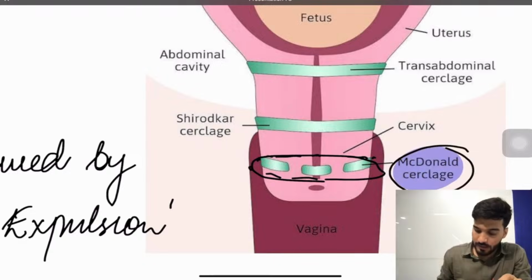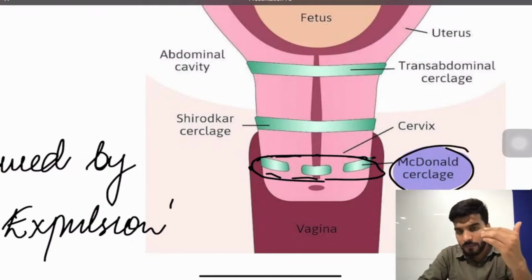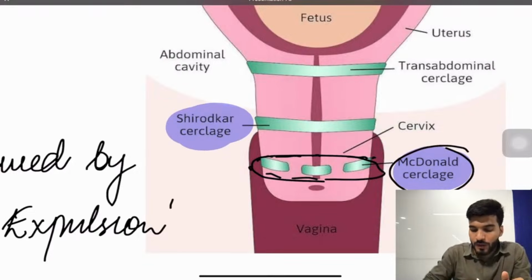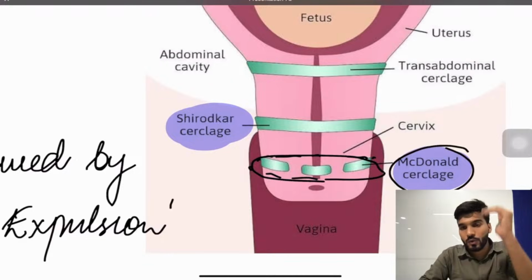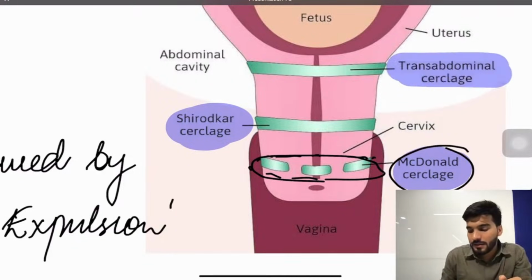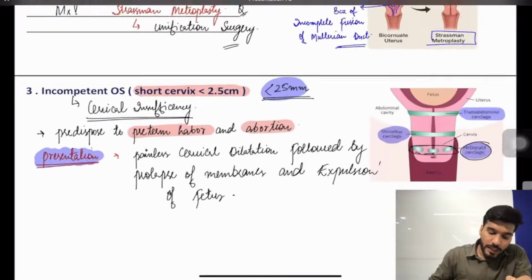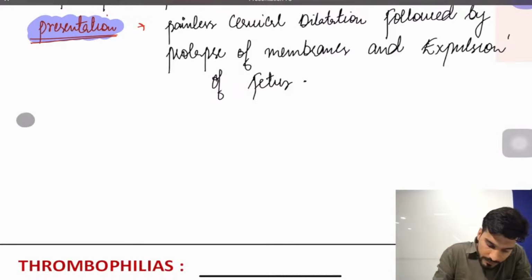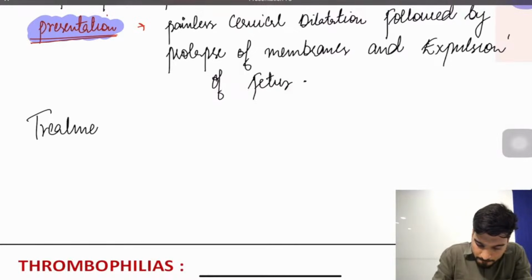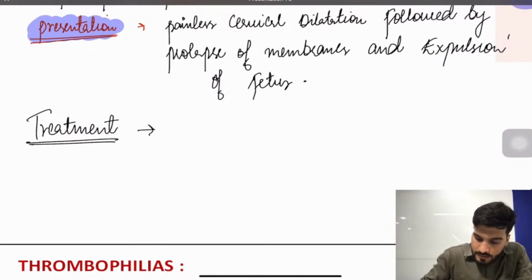What is the cerclage we use usually? It's called McDonald cerclage. Above that, we can also put one more cerclage called Shirodkar cerclage, and above that, if we do an abdominal cerclage, that's called trans-abdominal cerclage. So what will be the treatment for this particular condition? Sir, the treatment is the cerclage. So the treatment is going to be cerclage.